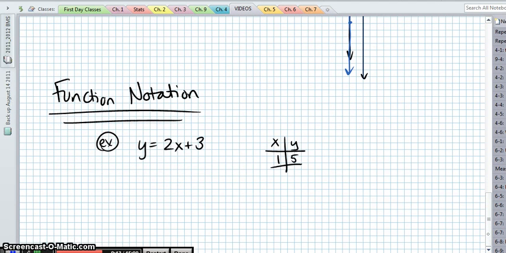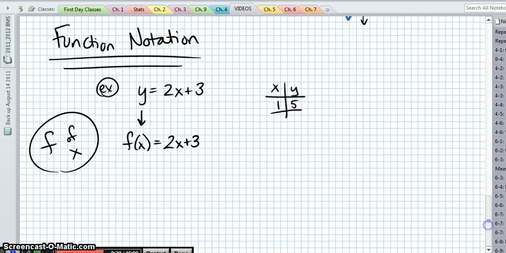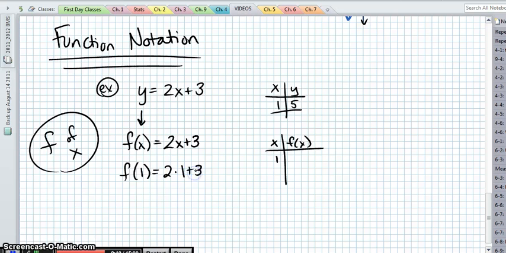But how can we rewrite this in function notation? Well, instead of writing y, we can write f of x, and that's how we read that off. F of x equals 2x plus 3. Essentially, it means the same thing as before. We are putting in the number 1 for x, so f of 1 equals 2 times 1 plus 3. And we, in fact, find that when we use 1 for our x value, we get 5 representing f of 1.